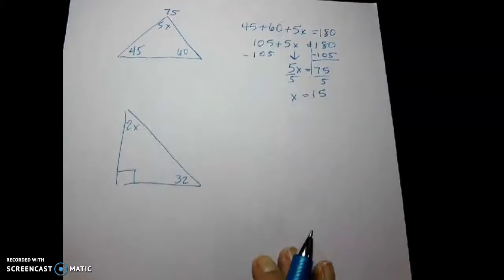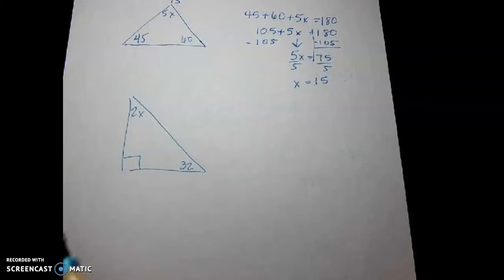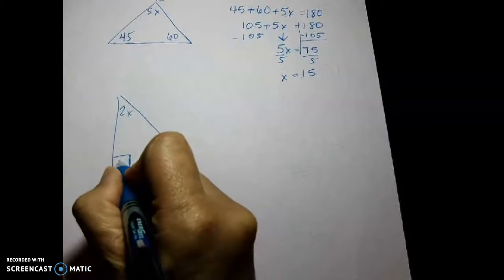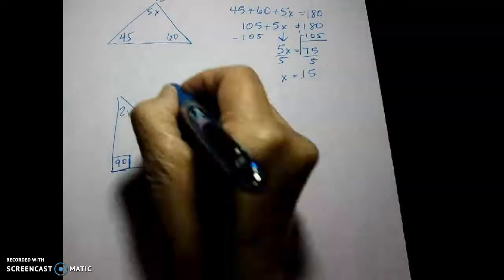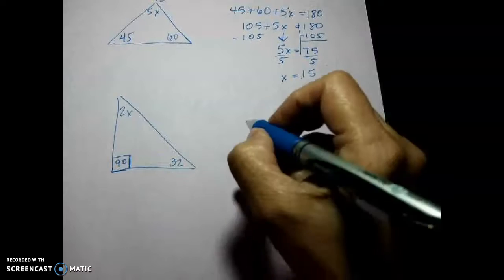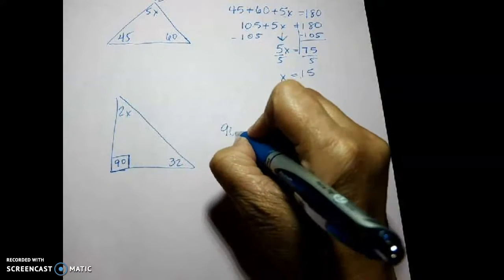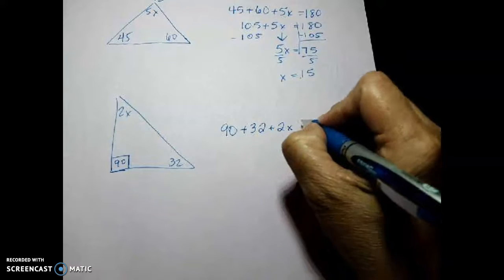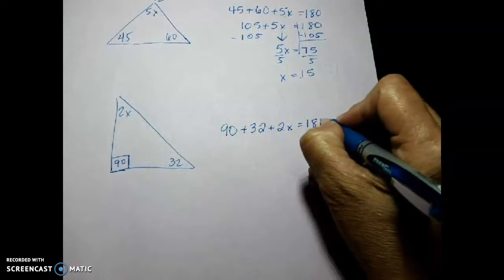All right, the next one. This is a right triangle. We know it's a right triangle because of this box. This says that it is 90 degrees. The whole triangle is 180. So 90 plus 32 plus 2x equals 180.